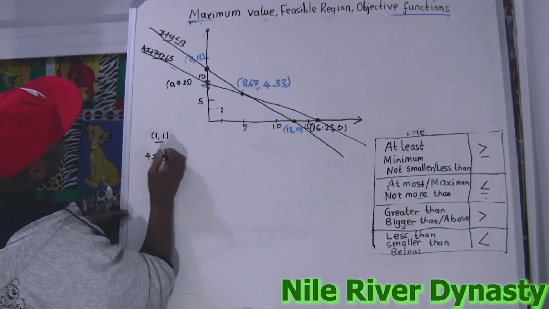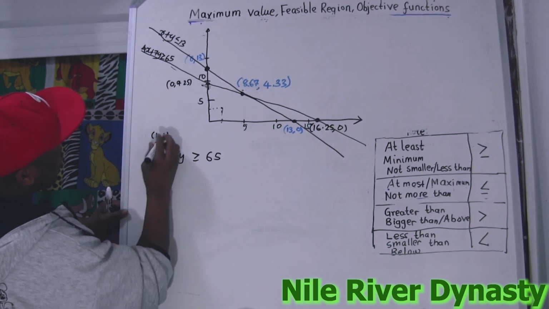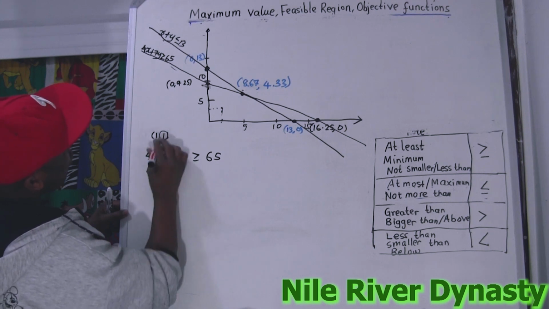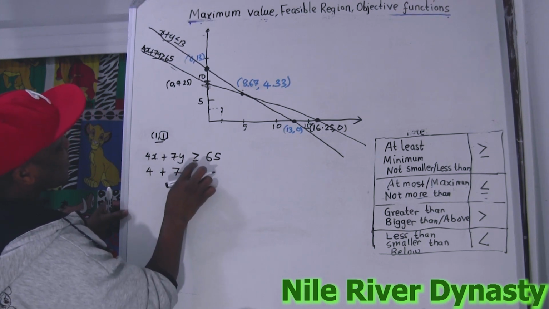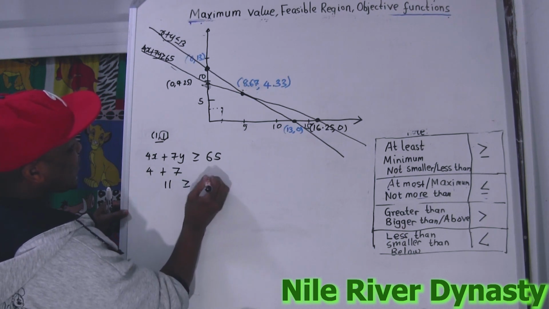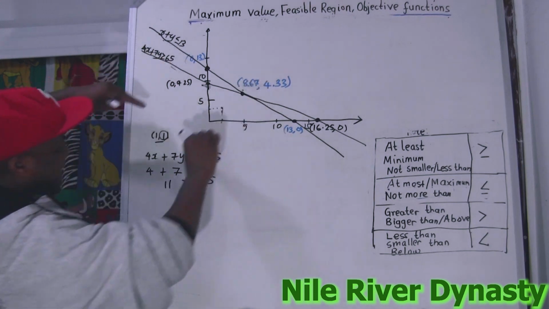So the line says 4x plus 7y greater or equal to 65. What is x? x equal to 1. So it's going to be 4 times 1 equals 4, plus 7 times 1, y equal to 1, equals 7. We want to see if it's greater or equal to 65. So this is 11. Is 11 greater or equal to 65? No, it's not true. So since it's not true, you don't shade under.